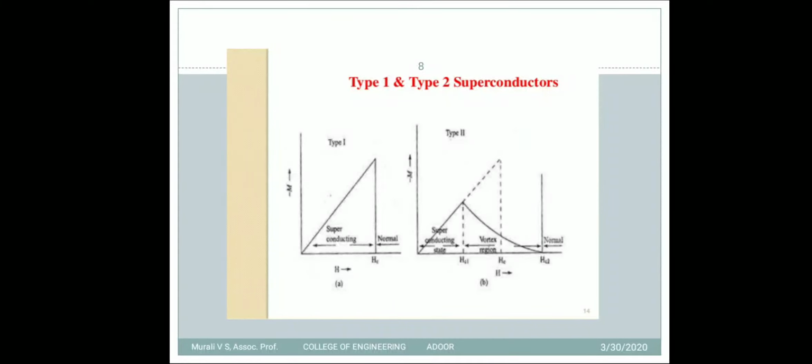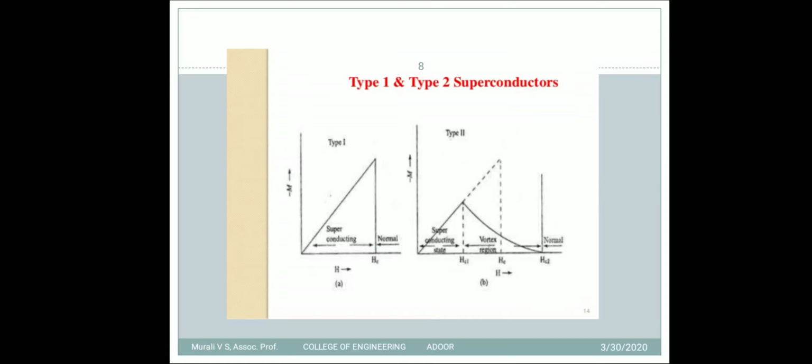Let us discuss another topic, which is two classes of superconductors, type 1 and type 2 superconductors. The superconductors are classified into type 1 and type 2 based on the way in which they are transferred from the superconducting state to the normal state by the application of a magnetic field. Here you can see two graphs. The first graph is for type 1 superconductor and the second one is for the type 2 superconductor.